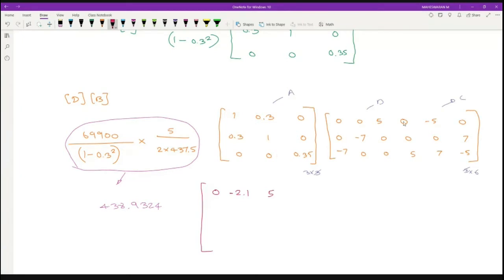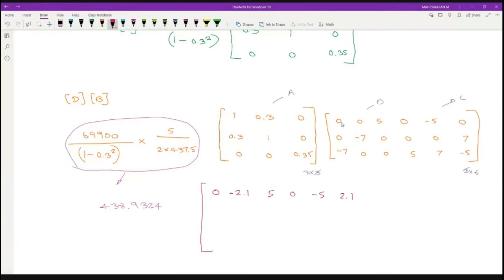Next, 1 into 0, 0. 0.3 into 0, 0. 0 into 0.5, 0. 1 into -5, which is -5. 0.3 into 0 is 0, 0 into 0.7 is also 0. So you are getting -5. Then similarly, 1 into 0, 0. 0.3 into 7, which is 2.1, and the other terms are 0. So 2.1 is the value. So 1, 2, 3, 4, 5, 6. I got all the 6 values. Next, let me go for the next one.